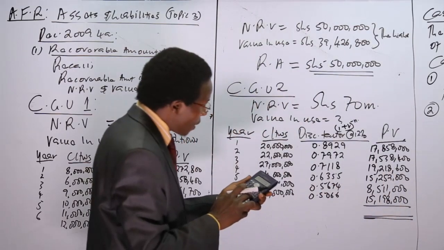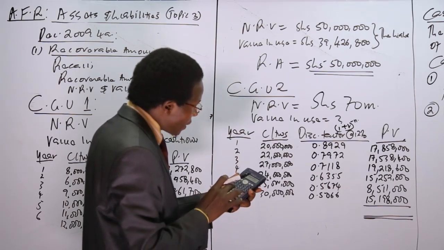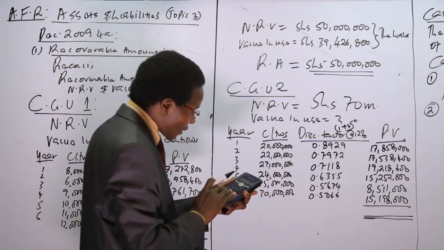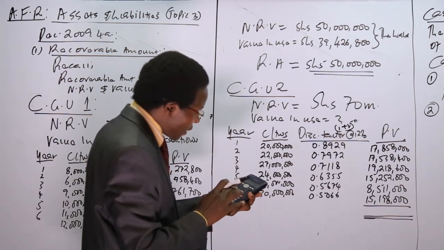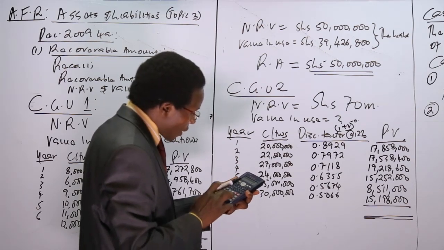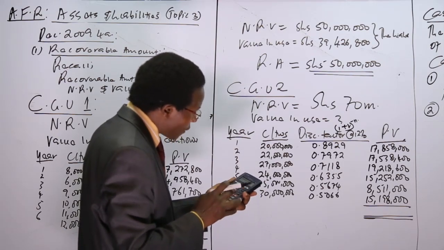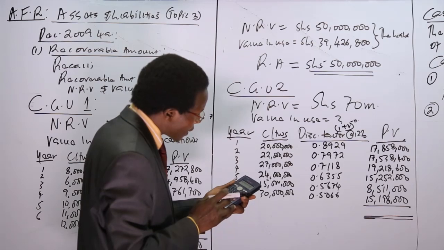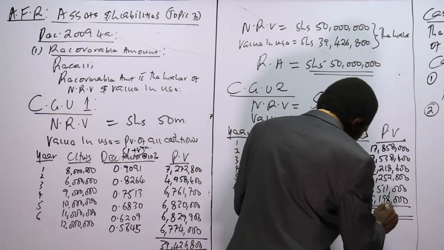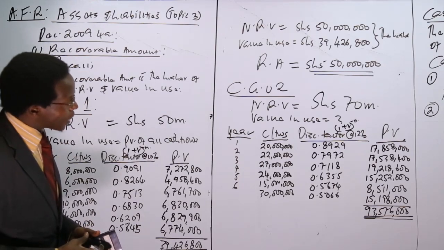The subtotal will be the total: 17,858,000, I add 17,538,400, then I add 19,218,600, I add 15,252,000, then I also add 8,511,000, then I add 15,198,000. So I'm getting 93,576,000. That is the total present value of the cash inflows.